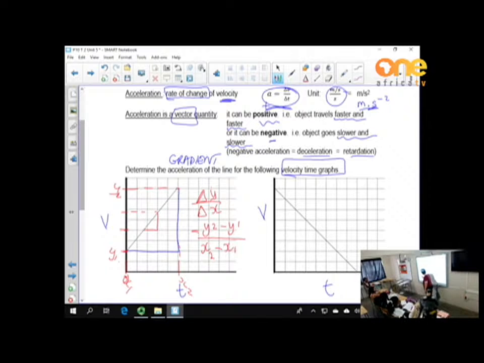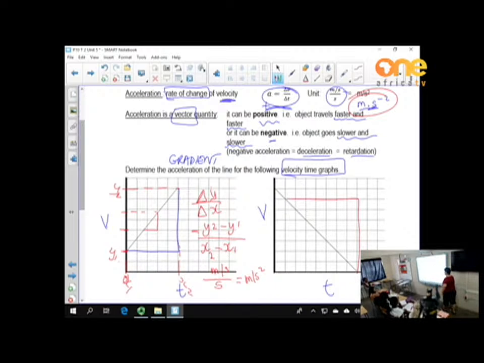All right. And if we divide a meter per second by a second, our unit is a meter per second squared, which is the unit for acceleration. So the gradient of a velocity time graph gives me acceleration. Now this one, the acceleration is positive, because here the y2 is bigger than y1 and x2 is bigger than x1.